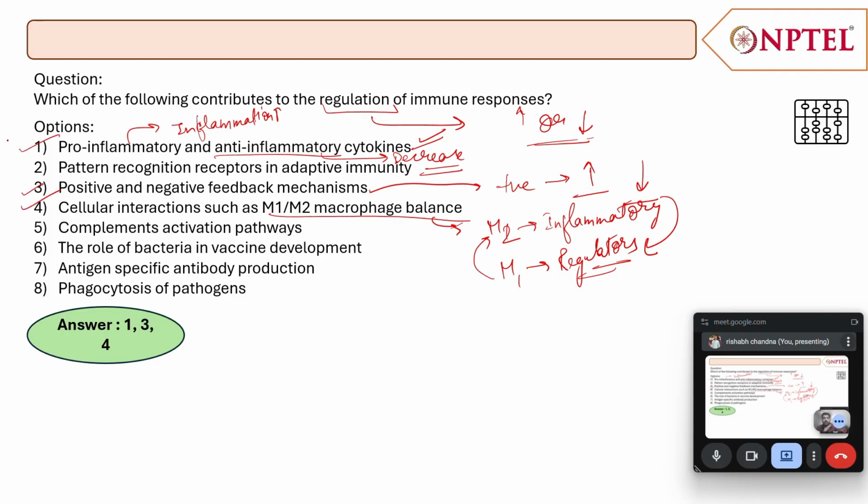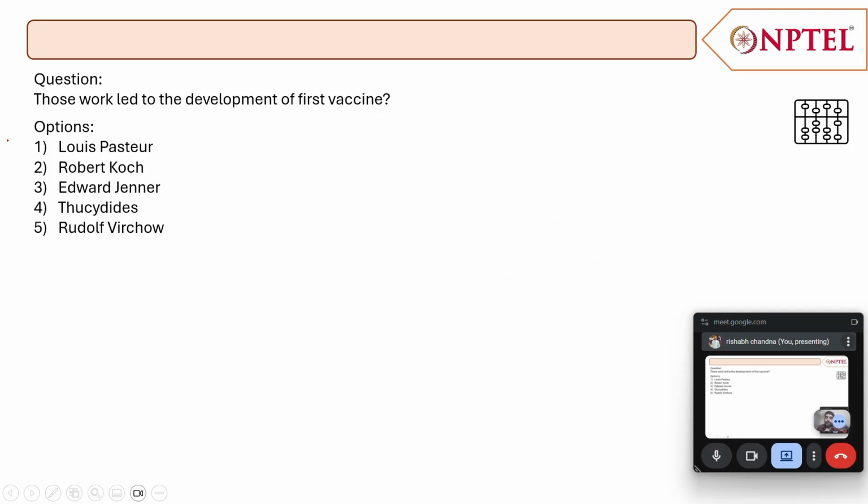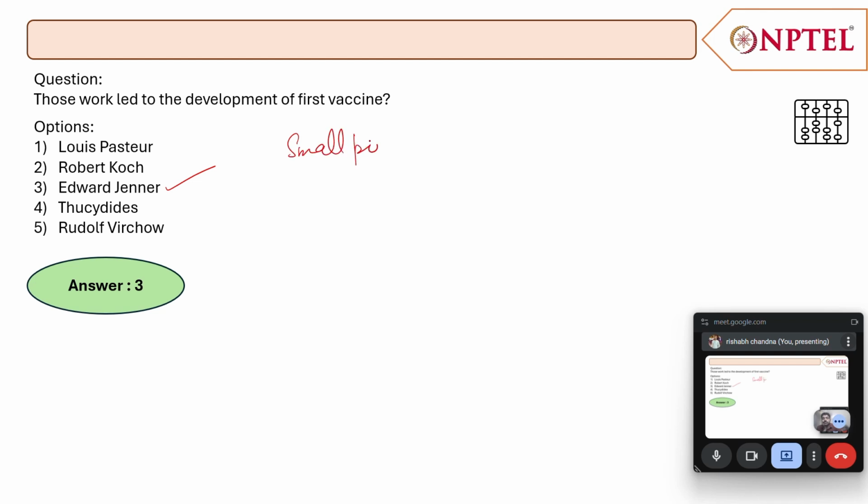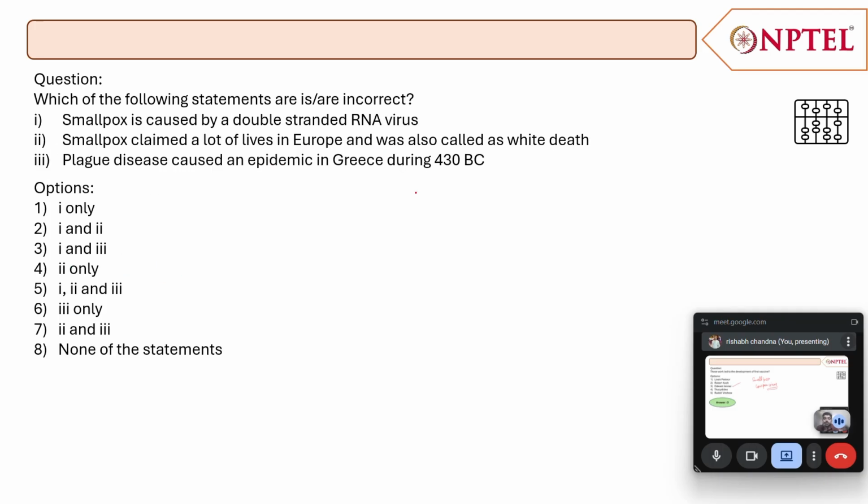Okay, so let's move on to the next question. This work led to the development of the first vaccine. So what can be the correct answer? So it was Edward Jenner. The correct answer is option 3, Edward Jenner. He developed the vaccine for smallpox using cowpox virus. Okay, so let's move on to the next question.